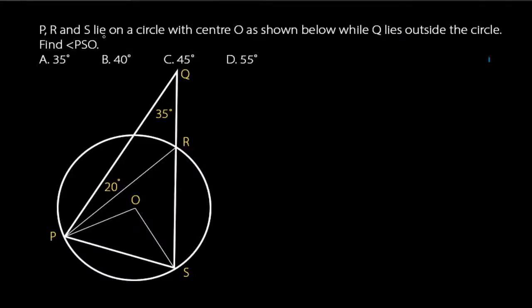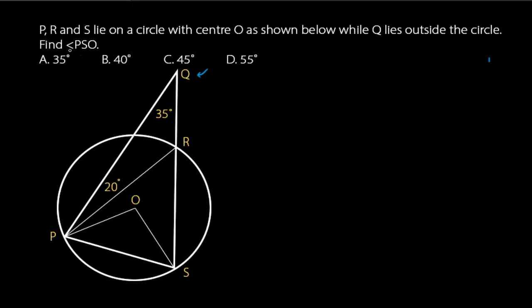P, R, and S lie on a circle with center O, as shown in the diagram below. So this is P, this is R, and this is S, while Q lies outside the circle. So this is Q here. This is your P, this is your R, and this is your S.